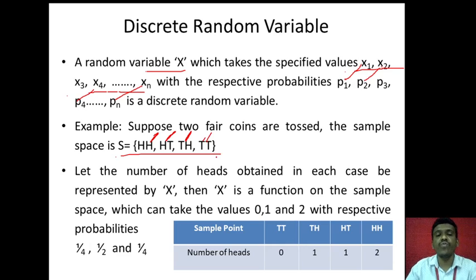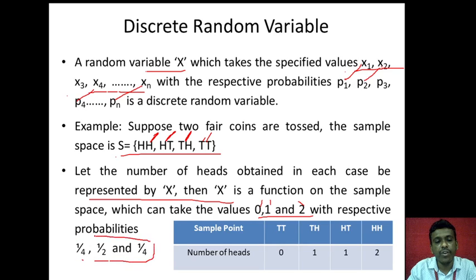So suppose two coins are tossed. The sample space looks like this. Let the number of heads in each case be represented by x. The same example which I told you in the previous slide is explained here. Then x is a function on the sample space, right? Because the sample space will give you all the outcomes, and x is the number of heads. Then what all values can it take? 0, 1, 2. That means you can get 0 heads, 1 head or 2 heads with respective probabilities 1 upon 4, 1 upon 2 and 1 upon 4.